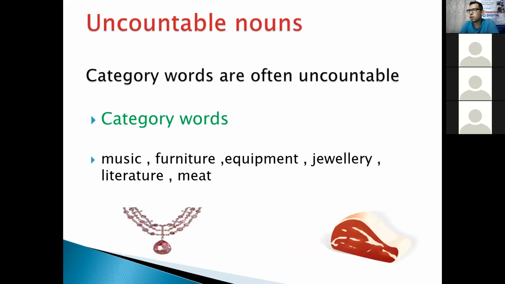Category words are often uncountable. Category words. Examples: music, furniture, equipment, jewelry, literature, meat. These words are uncountable. These category words are uncountable.